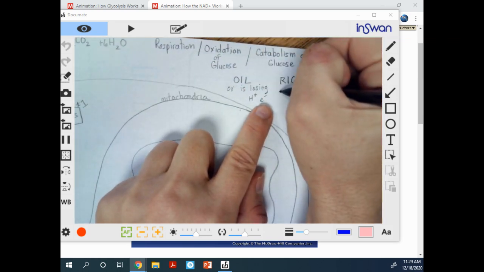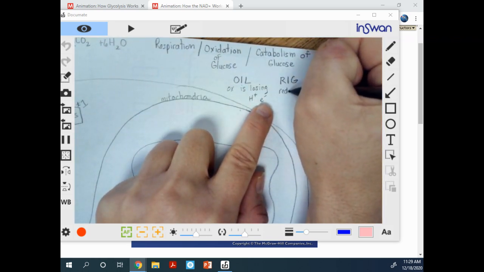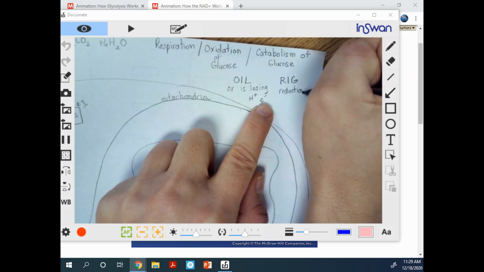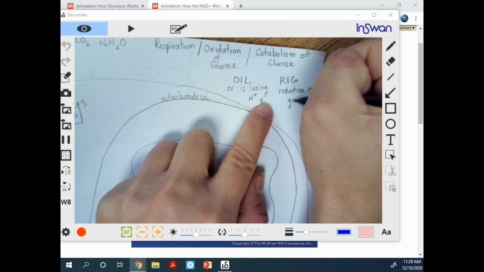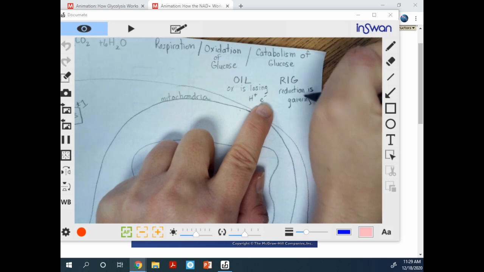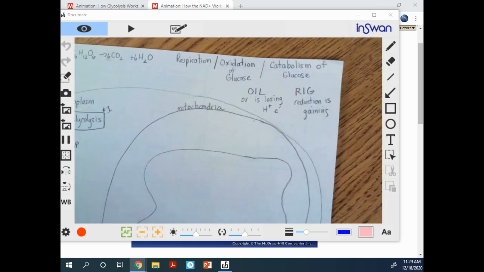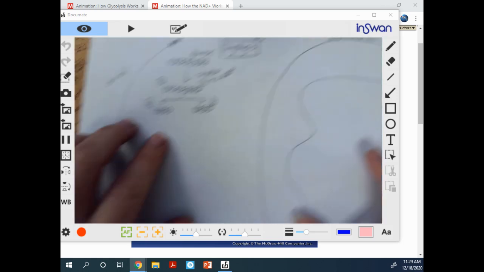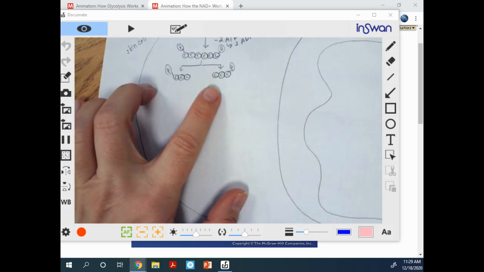So RIG means reduction is gaining. So I would say glucose got oxidized. My hand got reduced, because it got the proton and the electron. All right. So keeping those things in mind, and you will have to be able to explain using the words oxidation, reduction, some of these steps. So let's go back to these.